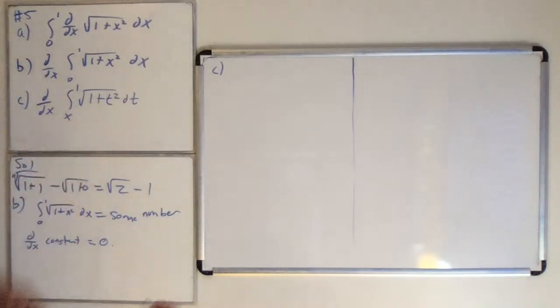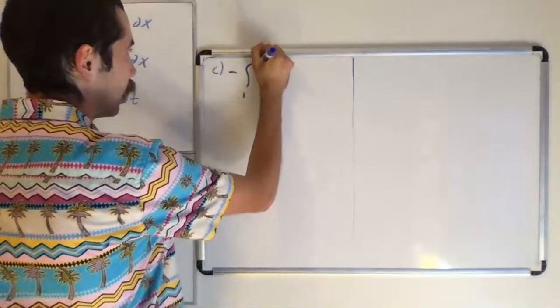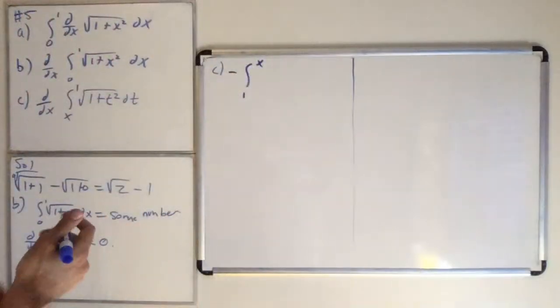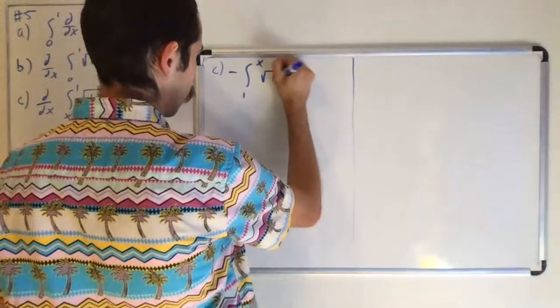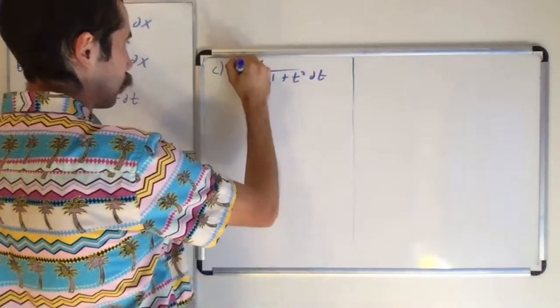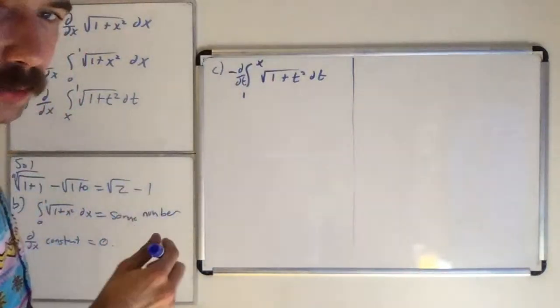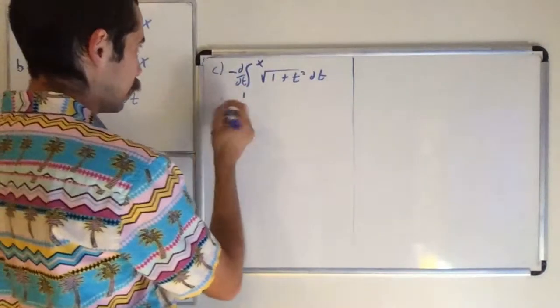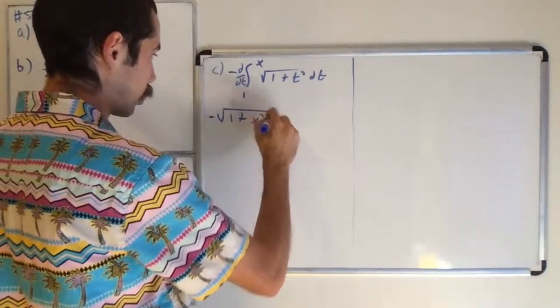Okay, so for this last one, again, what we do is we flip the integral. We switch our bounds. So we have x up top. And then we take the derivative. Using the fundamental theorem of calculus part 1, we know that this is negative the square root of 1 plus x squared.